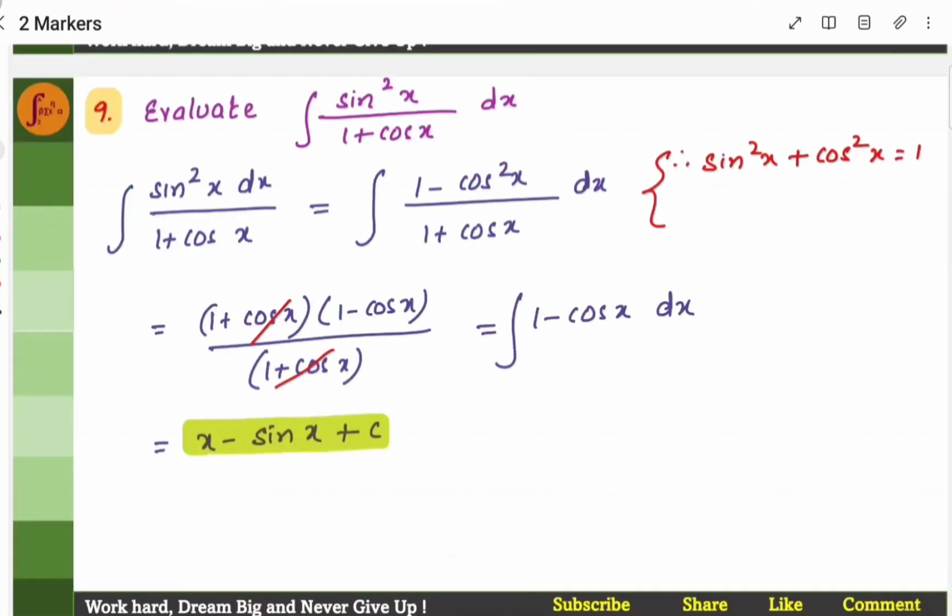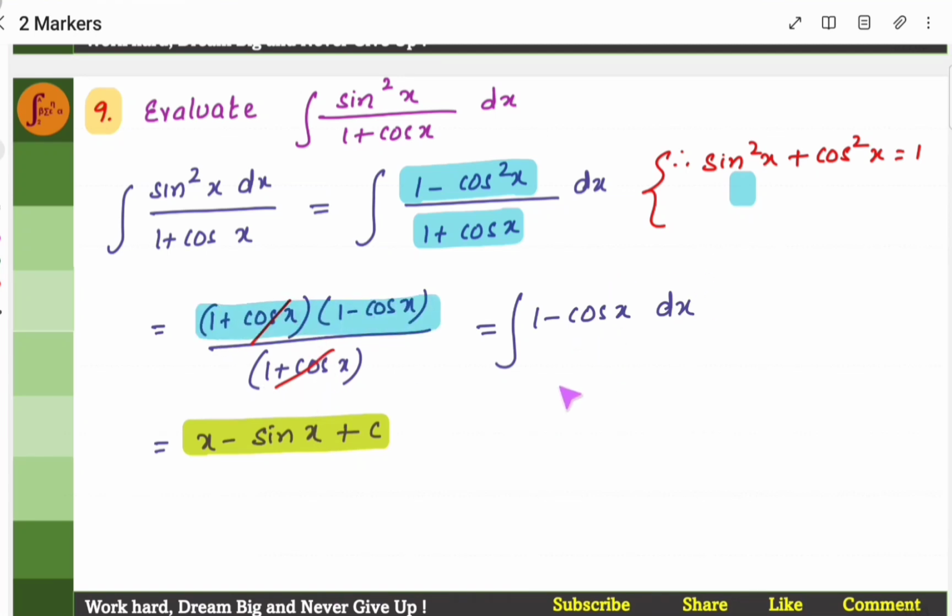Here, in these trigonometric problems, it's a little tricky because you'll have to apply some compound angle formula or some trigonometric formulas to simplify this. I can write sin square x as 1 minus cos square x, because sin square x plus cos square x is 1. So therefore sin square x is 1 minus cos square x. And I can write 1 minus cos square x as (1 plus cos x) into (1 minus cos x).